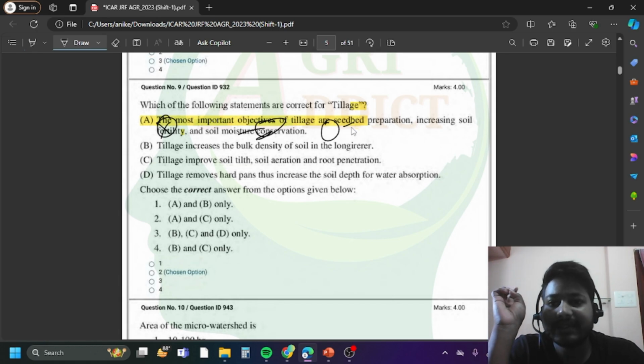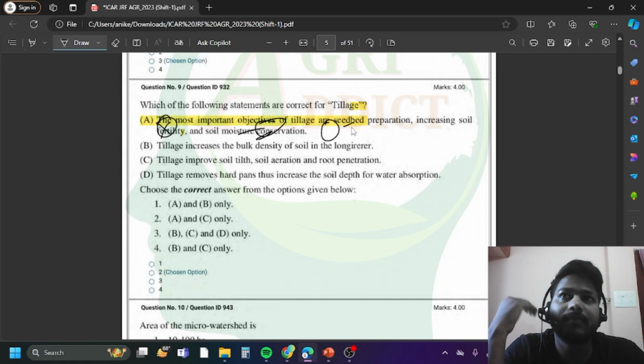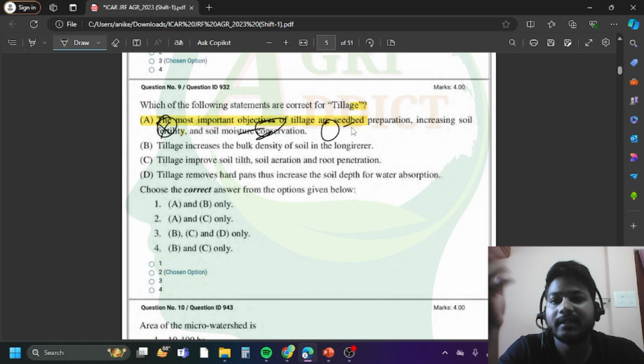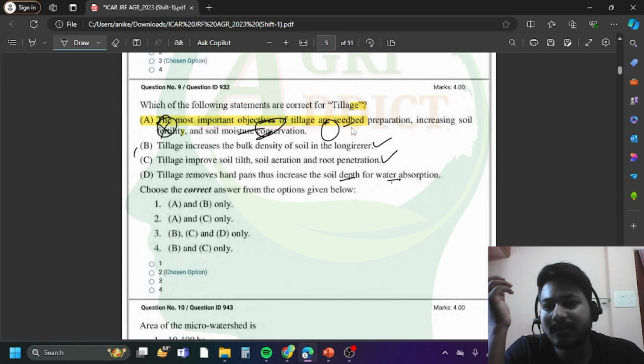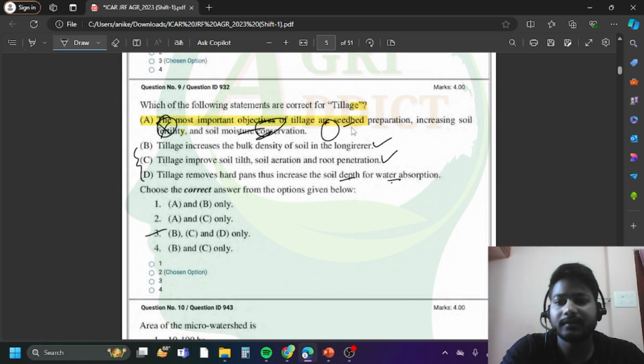Tillage increases the bulk density of soil in the long run. When you repeatedly till the soil, the bulk density of the soil will increase. Tillage improves soil tilth, soil aeration, root penetration. Yes, it is correct. When you go for tillage, you will get a better soil condition, and it helps in soil aeration and root penetration. Tillage removes the hard pan. Whatever hard pan is below, it will remove, thus increasing the soil depth for water absorption. Yes, so B, C, D statements are correct.